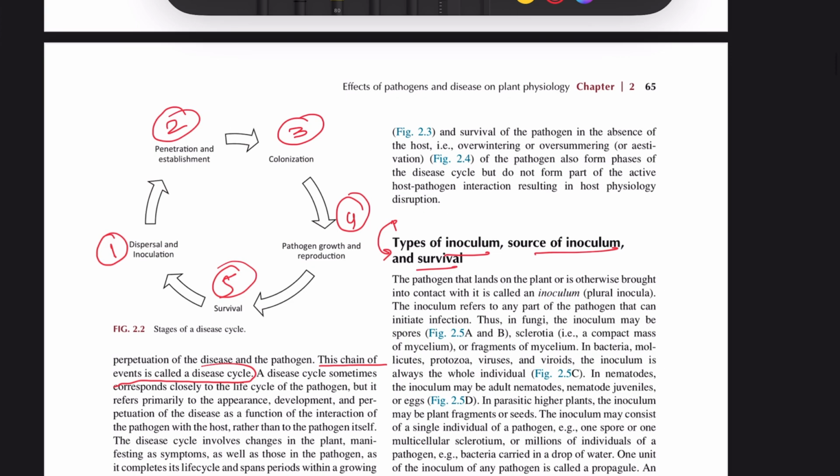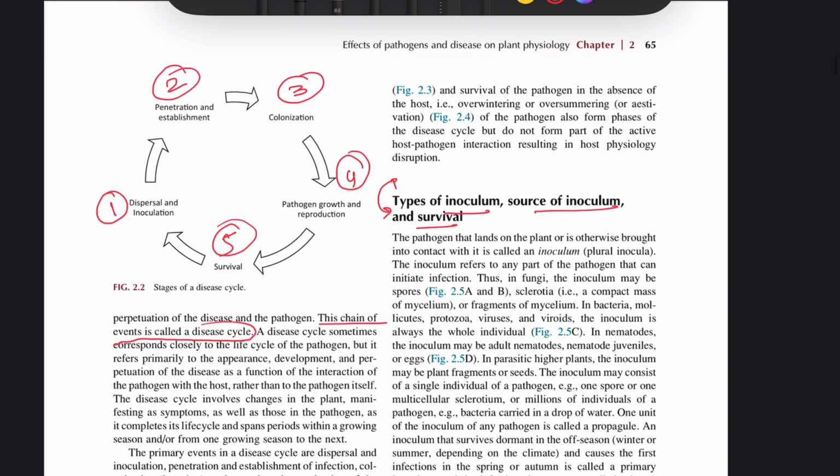What is there? The pathogen lands on the plant or is otherwise brought into contact with it; this is called inoculum. The plural is inocula. The inoculum refers to any part of the pathogen that can initiate infection. What can it be? In fungi, the inoculum may be spores, sclerotia, or fragments of mycelium.